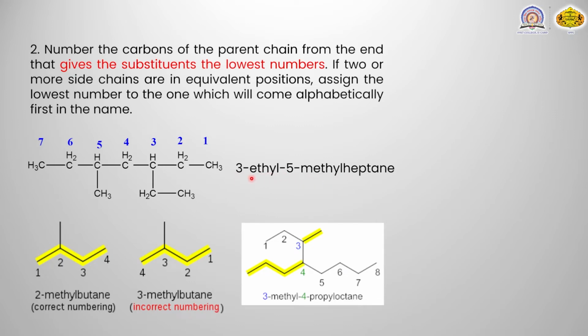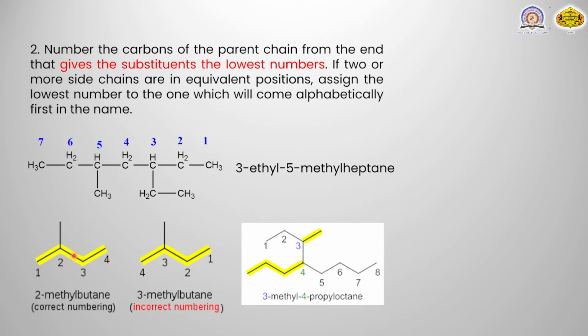So to write the name of any organic compound or hydrocarbon, we have to start with the substituents, giving numbers in alphabetical order: 3-ethyl 5-methyl heptane. Heptane basically indicates the number of carbons. Hept means 7 carbons, and oct means 8 carbons. Here we have 7 carbons, so the name is heptane. The parent chain is heptane and these are the substituents.